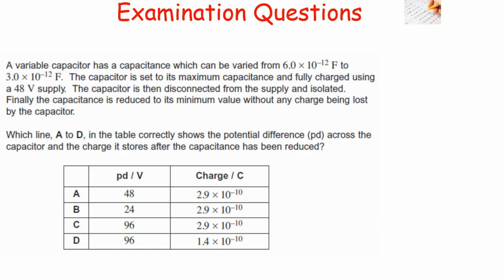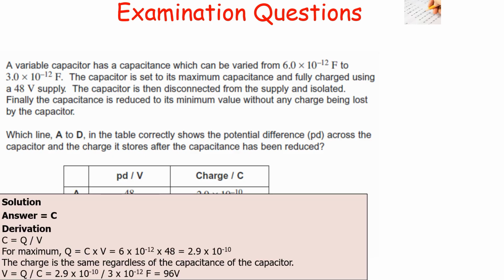Well, here our answer is going to be C, because you know that capacitance is equal to charge over potential difference. So for the maximum, we can say that charge is equal to capacitance times potential difference. And we know our maximum capacitance is 6 times 10 to the minus 12, and we know that our potential difference is 48 volts from the question, so we get 2.9 times 10 to the minus 10 coulombs.